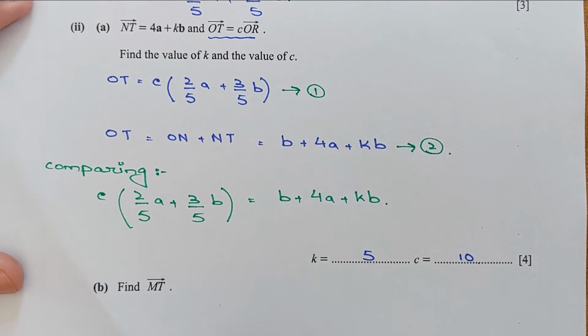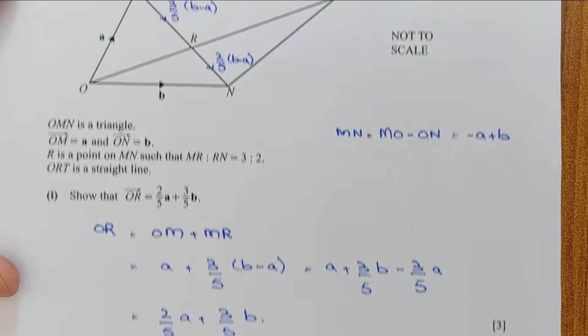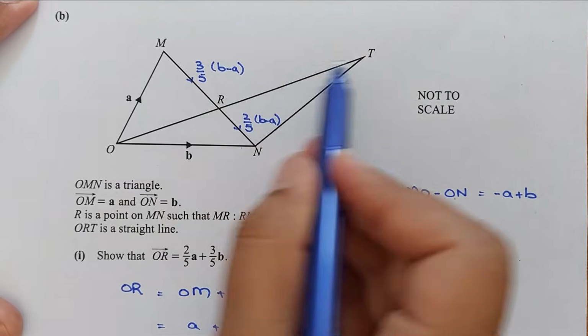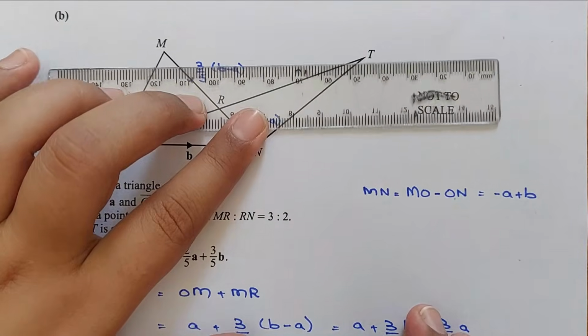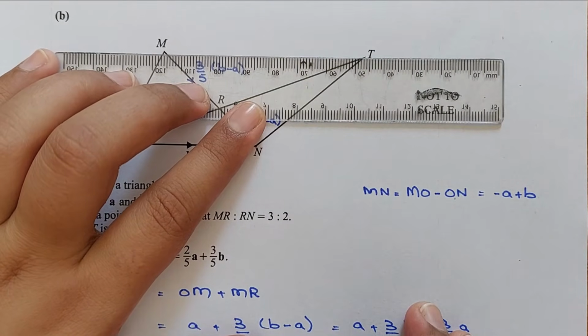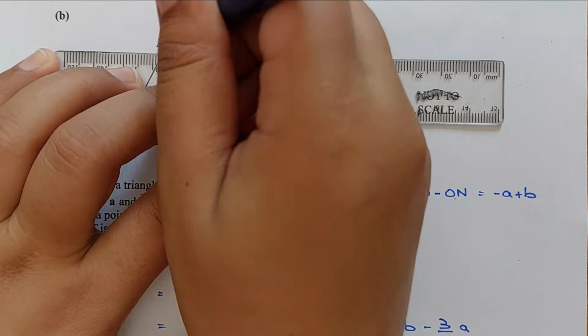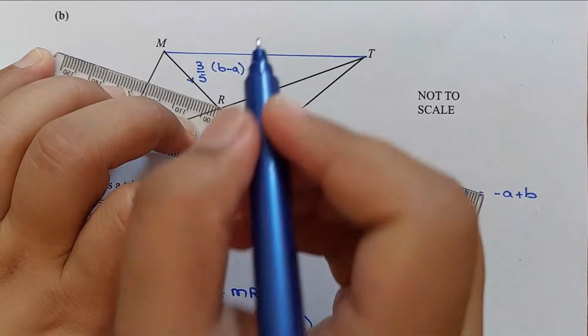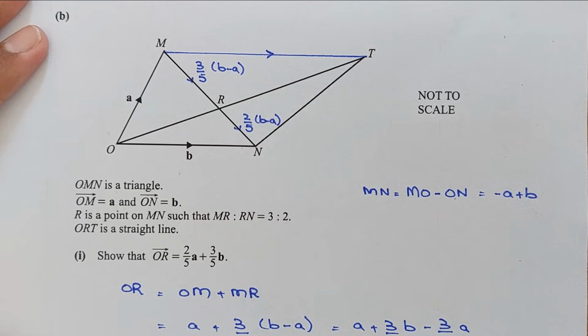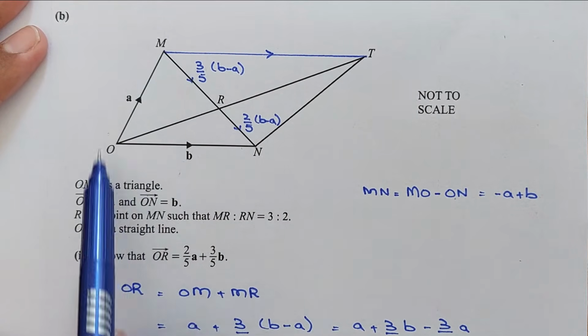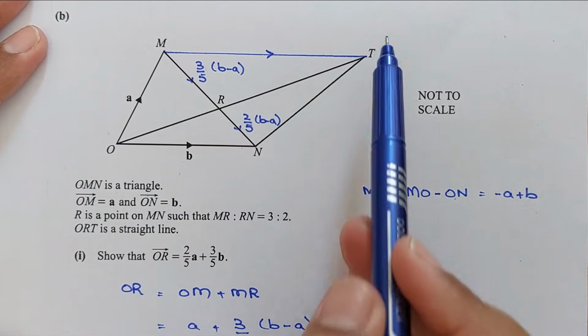Now for part b, find MT. MT we have to calculate. Let me join M with T. So for MT, we have to use MO, ON, and NT.